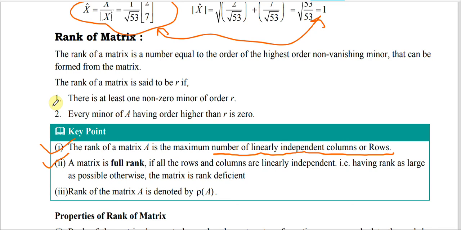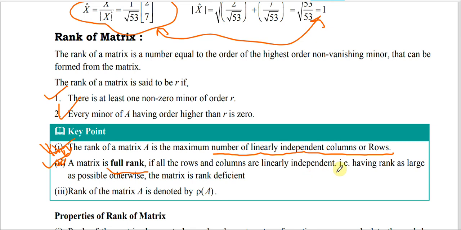So many definitions are there, but this definition is important, so remember this one only. The rank is the maximum number of linearly independent columns or rows. A matrix is full rank. Full rank means all rows and columns are linearly independent, they are not dependent.